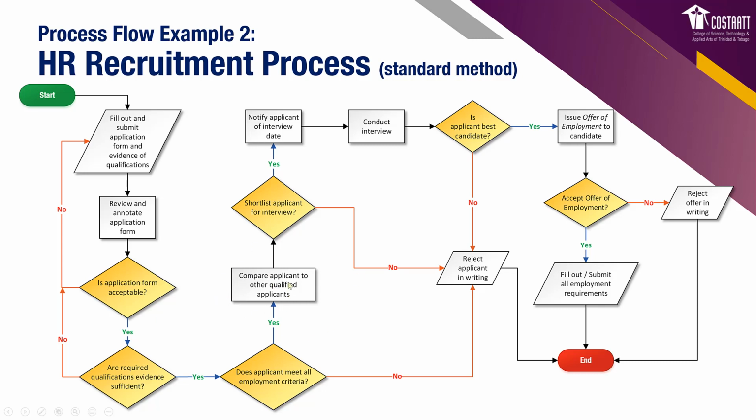Then we compare them to everybody else. Do we shortlist? If the answer is no, we reject. If the answer is yes, we notify of an appointment for the interview. We conduct the interview, and the decision is made. Is the candidate the best candidate? No, we reject. Is the candidate the best candidate? Yes, and we issue an offer of employment. Once we do that, the person now has to make that determination. Do I accept the offer of employment? If no, the applicant rejects. If yes, then of course the applicant fills out whatever additional information, and there may be other steps that I've left out, but you get the idea.